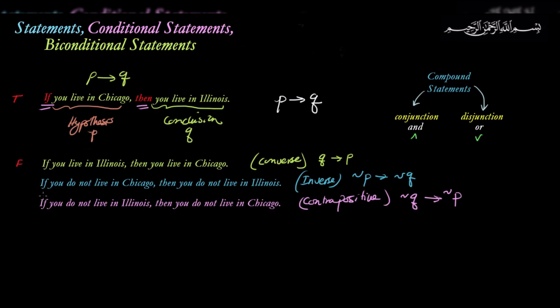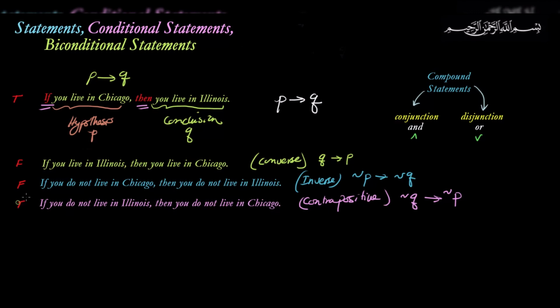And the third statement, if you do not live in Chicago, then you do not live in Illinois, assumes that there's nothing else and nobody else lives outside of Chicago and Illinois. They could live in the suburbs, or they could live in Springfield or Rockford or whatever, right? So this is also false. Then finally, if you do not live in Illinois, then you do not live in Chicago. That's a true statement, correct?